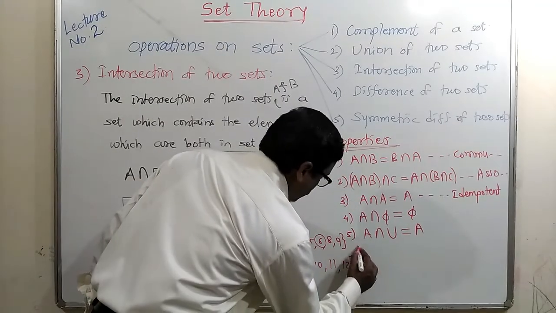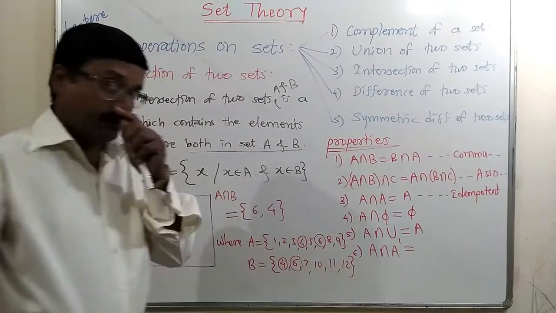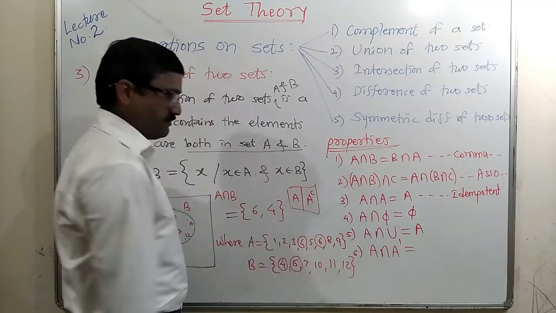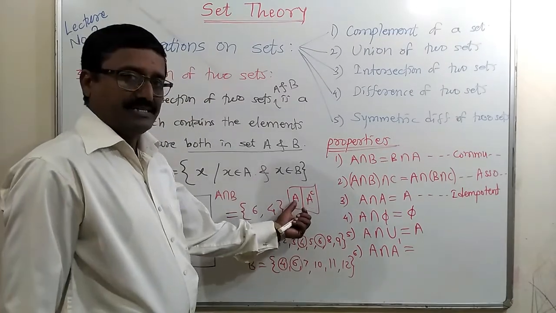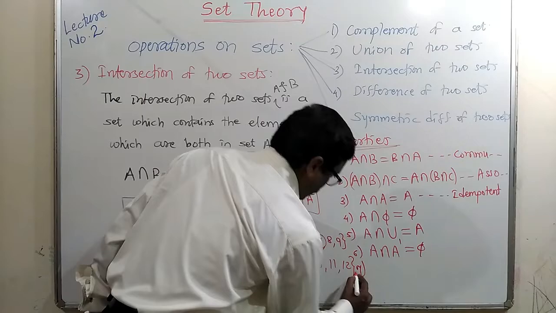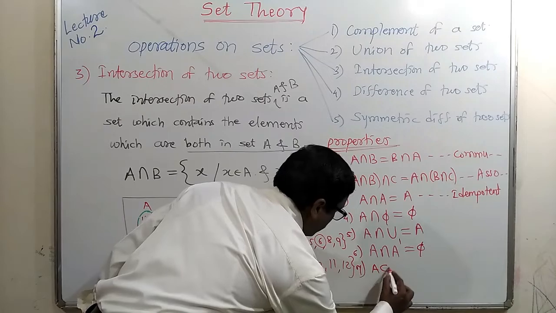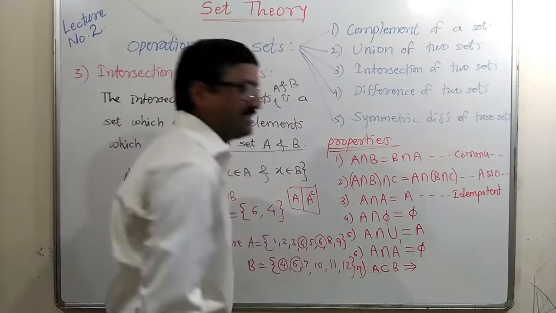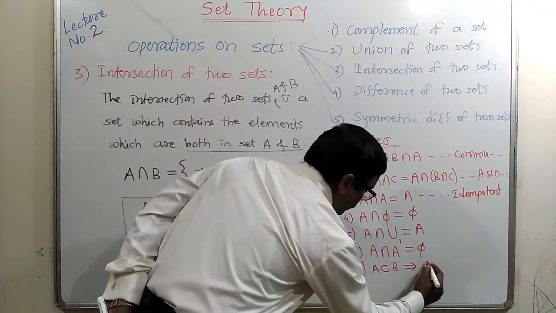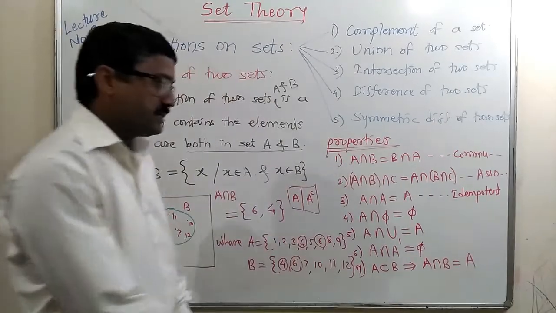Then A intersection A complement. A complement means in this figure, this is A and this is A complement. So there is nothing common between a set and its complement. So intersection will be empty set. Then next, if suppose A is a proper subset of B, then what will be the intersection? As A is smaller than B, means all elements of A are also in B. So A intersection B will be the smaller set, that is subset A.